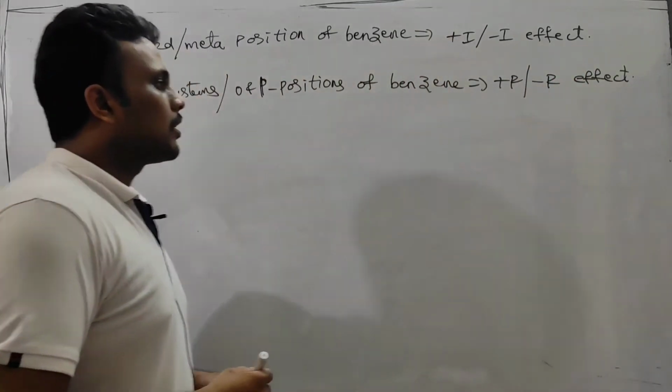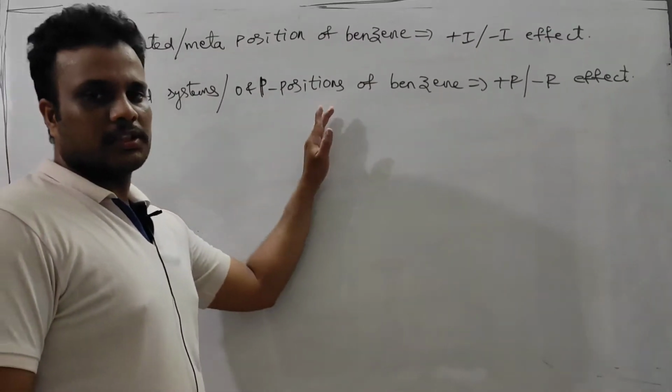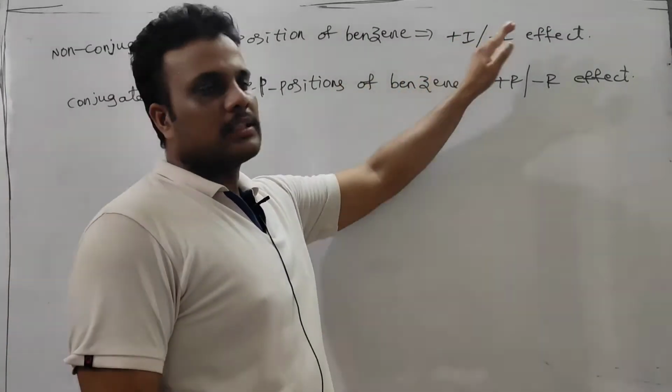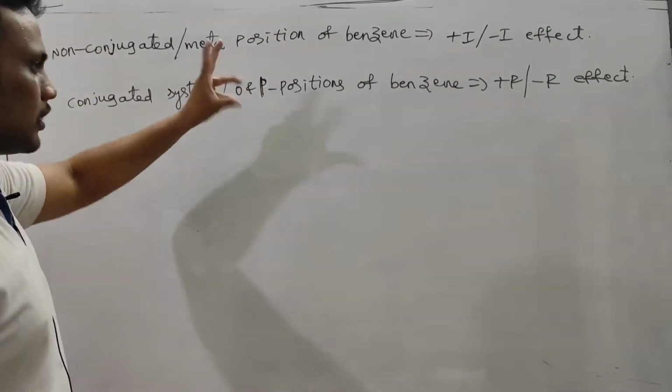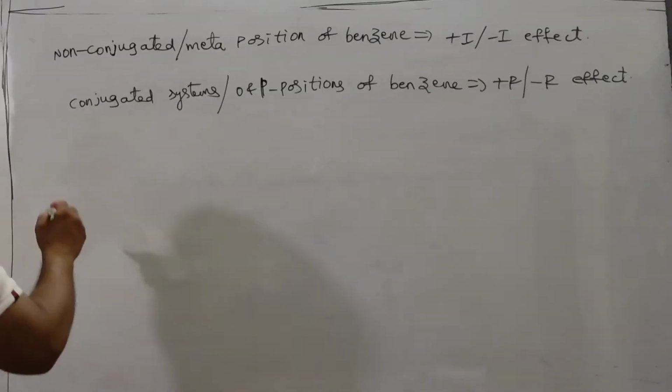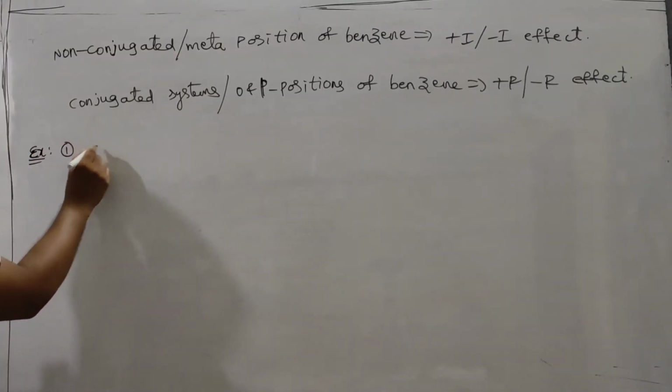Plus R or minus R effect is operative in these systems, and plus I or minus I effect is operative in this particular system. So, different systems. Let me explain in detail about this with some examples, because without examples you cannot understand.